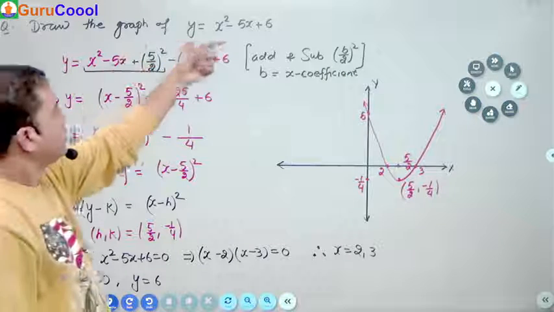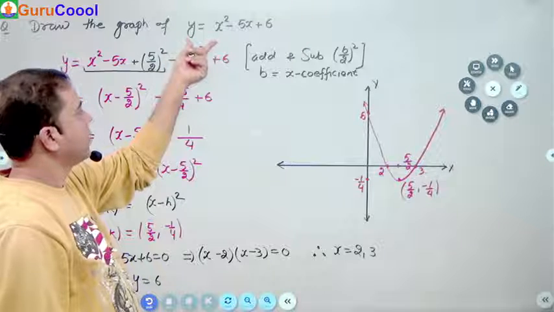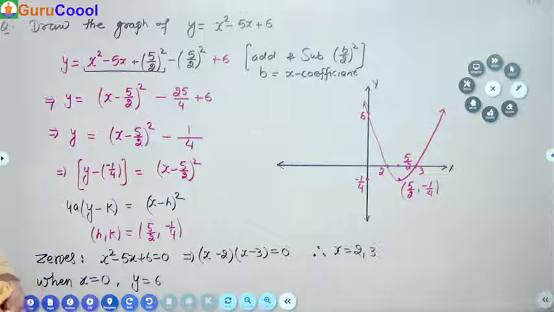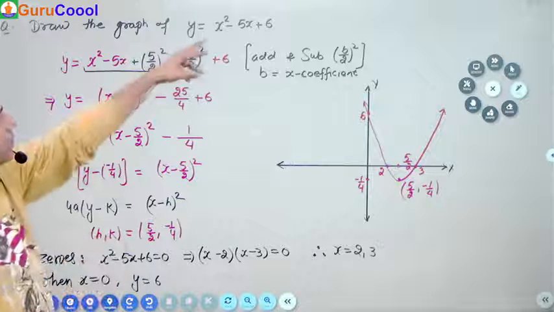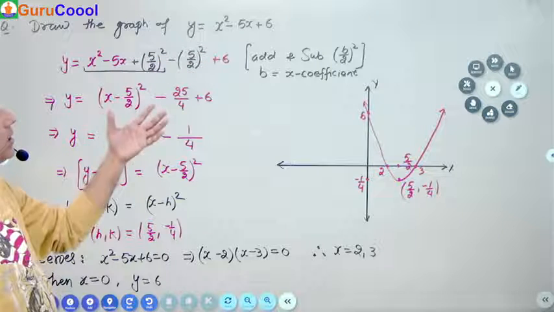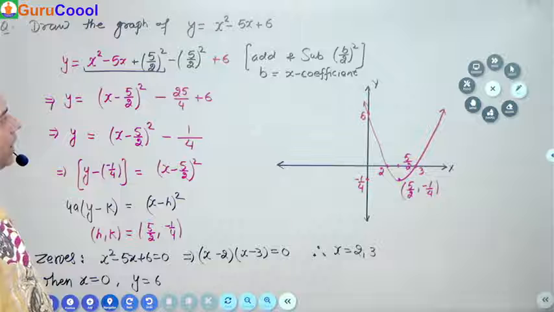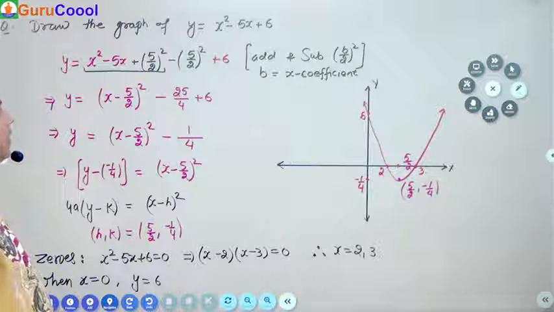Now, in this question, we have a quadratic function given, y is equal to x square minus 5x plus 6, and we have to graph it. So what do we need to do? We have to first change it to the more generalized form. How? For that, we have to apply the completing the square method.